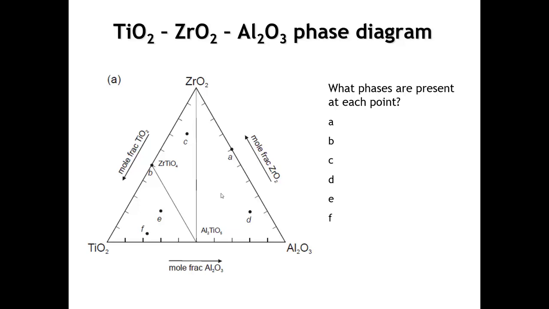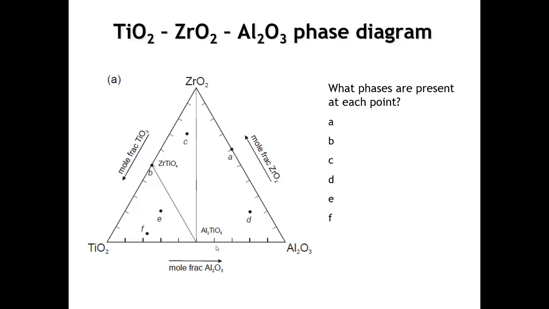Okay, let's look at a real phase diagram, albeit a fairly simple one. It's the phase diagram between titanium dioxide, zirconium dioxide, and aluminum oxide. You can see here that we form two binary phases, ZrTiO4 and Al2TiO5. And there are no ternary phases that contain all three components.